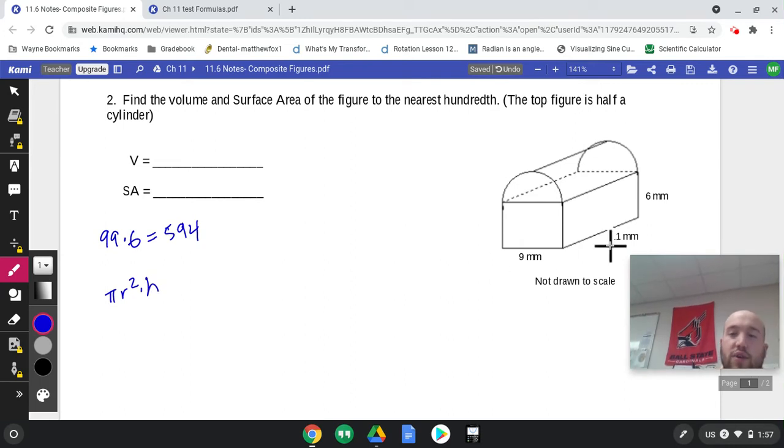Now our r, we don't know, but right here, 9 is the distance across, so that would be your diameter. So your r, half of that, 4.5. So pi times 4.5 squared times your height, which in this case height is distance between bases, so that's 11. And keep in mind we only want half of this. So this whole amount we're going to times by 1/2.